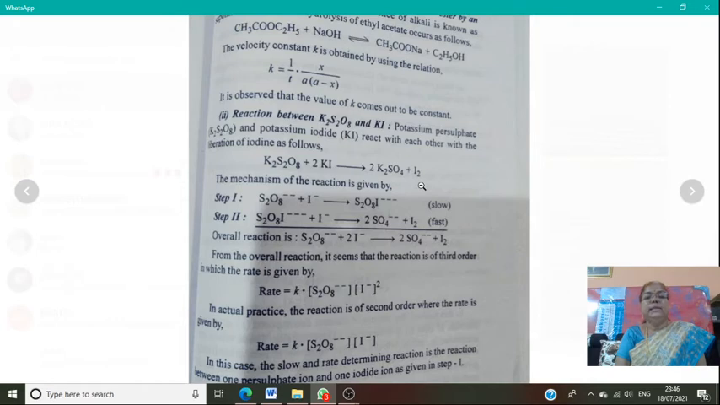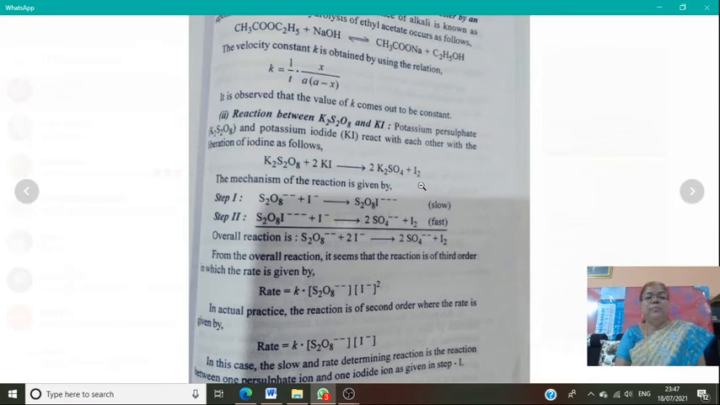And in the second step, the product of the first step, that means S2O8I 3-, reacts with another iodide ion, that is I-, to form sulfate ion, and I2 is liberated, and that reaction is a fast reaction. And the overall reaction is persulfate ion, S2O8 2-, combines with two iodide ions to form two sulfate ions, and iodine is liberated.